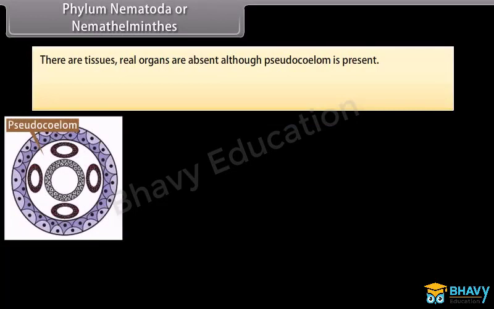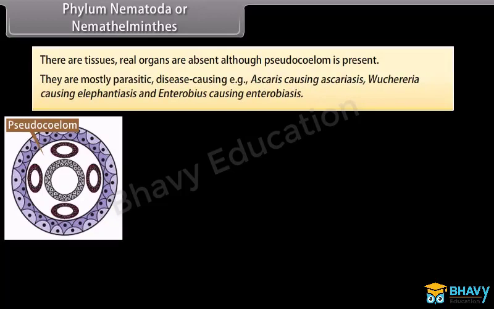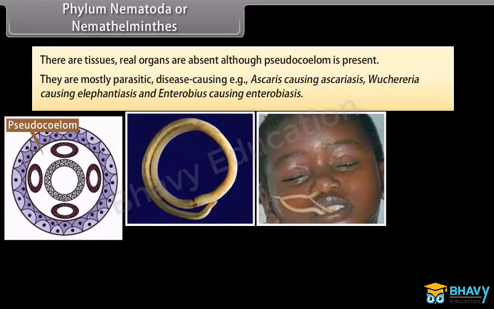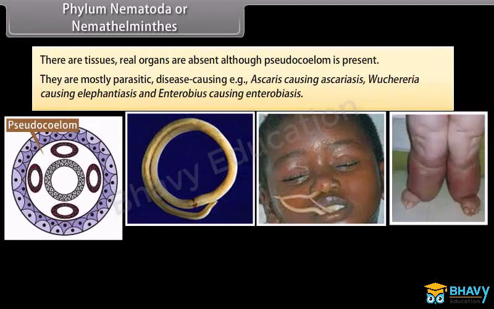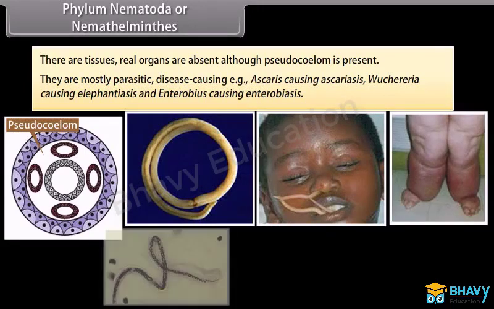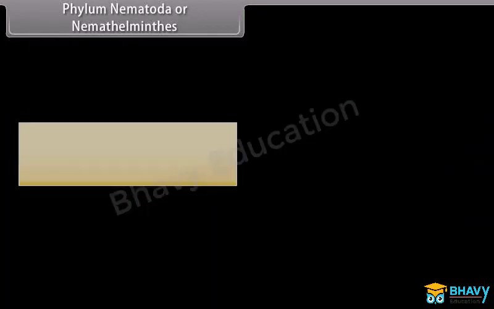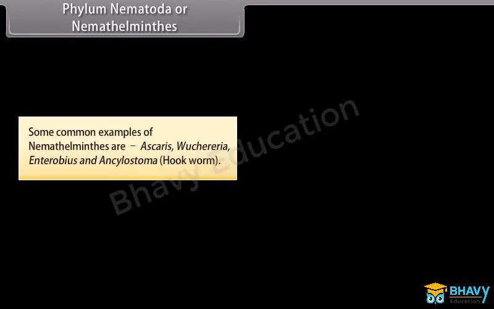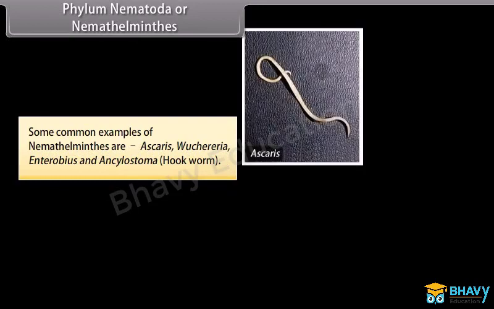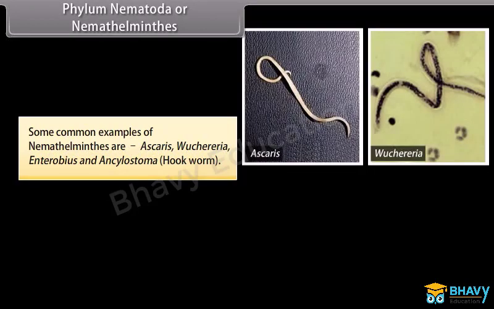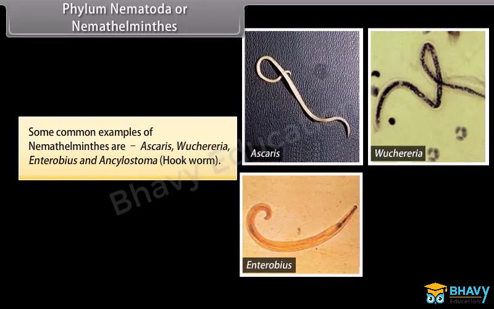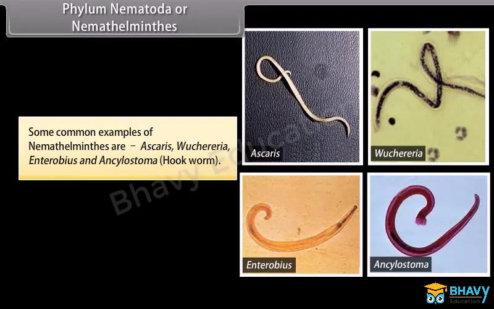There are tissues. Real organs are absent, although pseudocoelom is present. They are mostly parasitic and disease-causing, for example, Ascaris causing ascariasis, Wuchereria causing elephantiasis, and Enterobius causing enterobiasis. Some common examples of Nemathelminthes are Ascaris, Wuchereria, Enterobius, and Ancylostoma, hookworm.